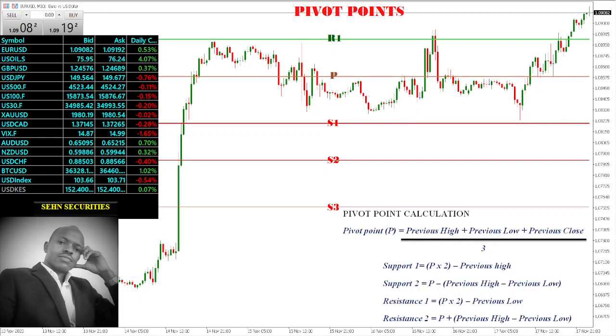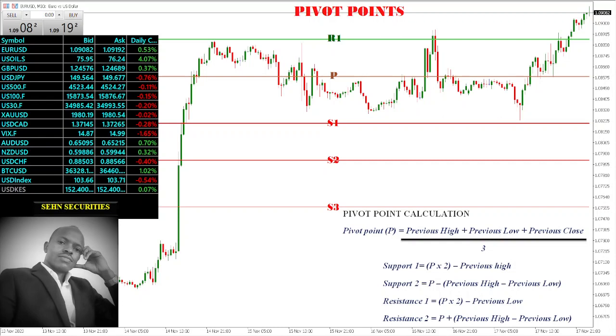We have to note that pivot points were developed by floor traders in equity and commodity markets. Typically, at the start of each trading day, they would use the previous day's high, low, and closing prices to calculate the pivot for a given trading day.